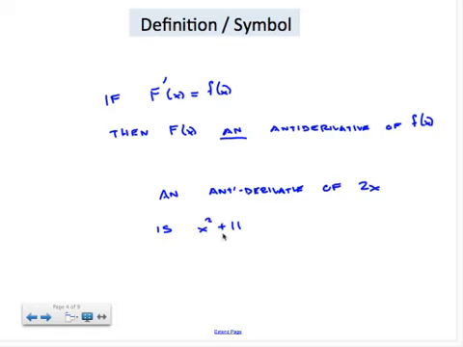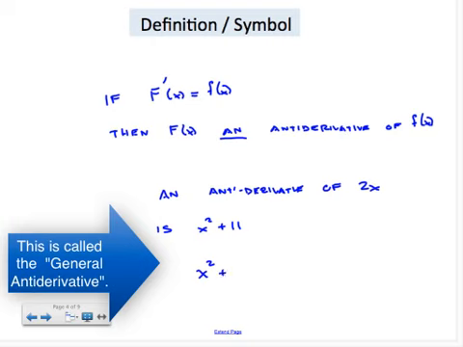And there's a whole bunch of other ones. That could be x squared plus any number. And we still have a derivative 2x. Okay, but this is an example of an antiderivative, undoing the process of differentiation. In general, we'd say x squared plus c is the family of antiderivatives for 2x.